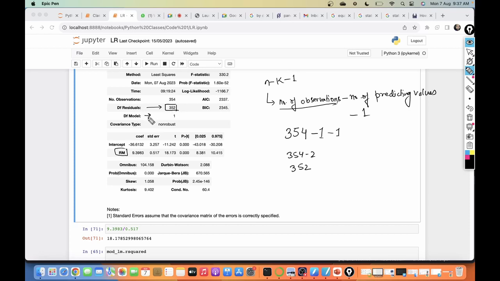Now the degree of freedom of the model: how many independent variables do we have? Only one right now, that is RM. So we have 1.